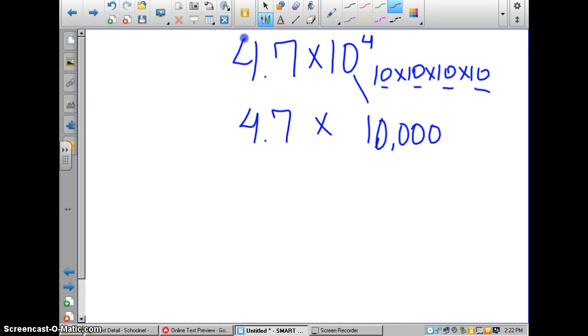4 7/10 times 10,000. Okay, how many zeros do I have here? 1, 2, 3, 4. I count the zeros to know how many places I'm moving the decimal. Again, how many zeros? 1, 2, 3, 4. That's how many places to the right I'm going to move the decimal. I'm going to get that 4.7 right here, and I'm going to move the decimal 4 places. 1, 2, 3, 4. There's my decimal.